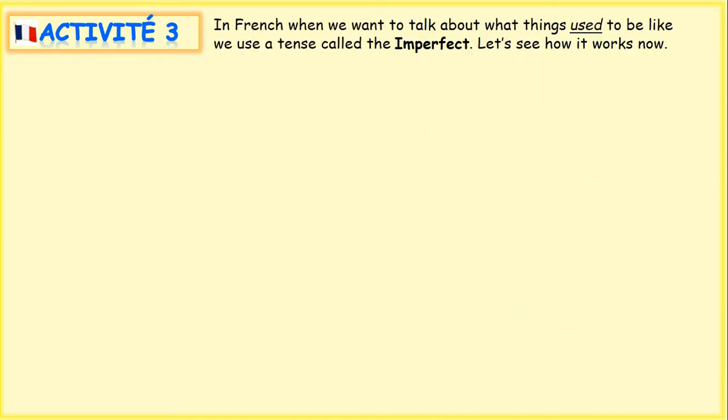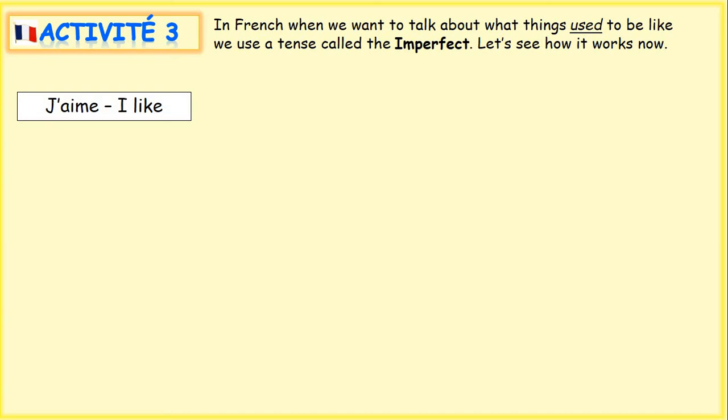We're going to have a look a little bit closer then at this imperfect tense. So like I said earlier, it's talking about how something used to be. And we're going to look at how this tense works so that you can then recognise it and potentially even use it in your own writing. But today's lesson is just about being able to recognise it.